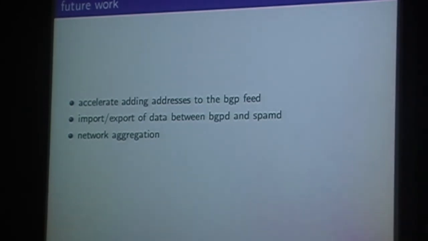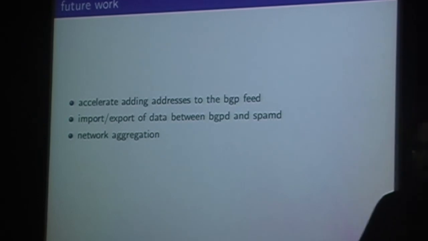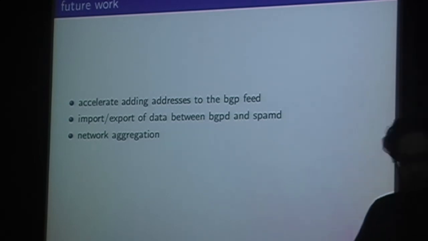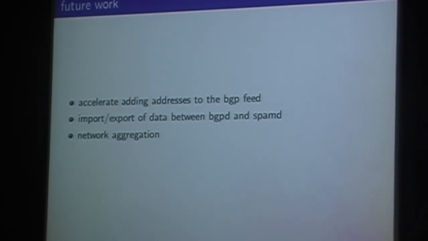Okay, so yeah, there's future work. We already want to accelerate adding the addresses to the BGP feed. Currently, we're using cron to do this, which is suboptimal. We want a much tighter coupling between BGP and SPAMD so they can talk to each other directly and pass the lists on in as near real time as possible.